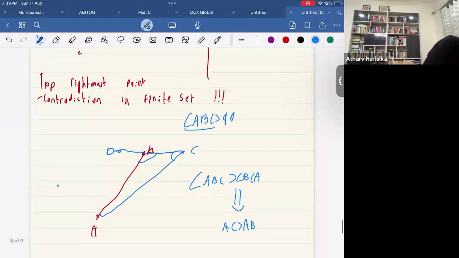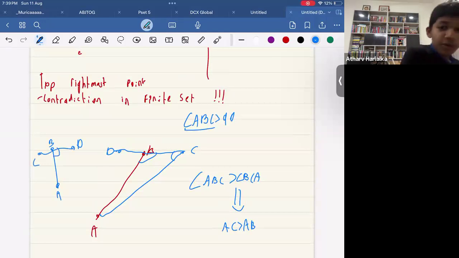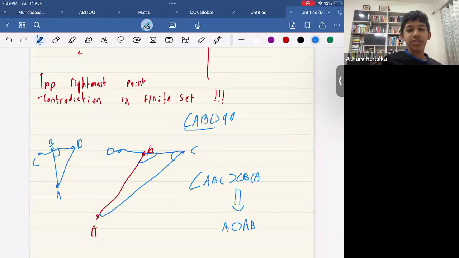Now, if AB is perpendicular to CD, we also get a contradiction, right? This length has to be greater than AB due to the Pythagoras theorem. Wait, you could have applied what we did over there also. I overcomplicated it. But yeah, you guys get the point, right? Hello? Yes. Okay.